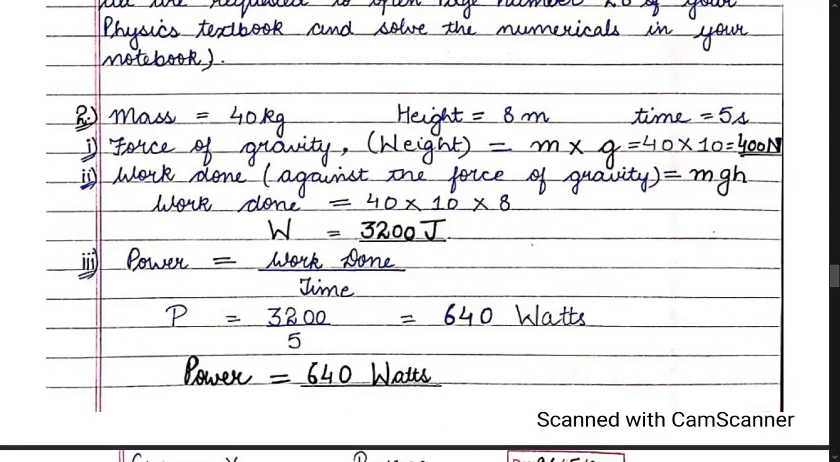While power is, what do you mean by power? Work upon time. So work you have calculated in second answer, and time is 5 seconds. So again you put the value, that is 3200 divided by 5, and your answer will come in watts.